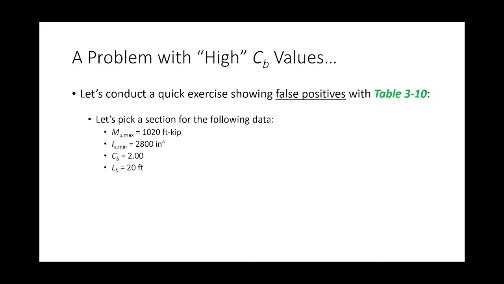Look at that value, a CB of 2. That's pretty high. That's a pretty large value. I still haven't rigorously defined what I mean by high CB values, but that'll become clear after this. Now we have an LB value of 20 feet. Now do I go into table 310 with 1020?